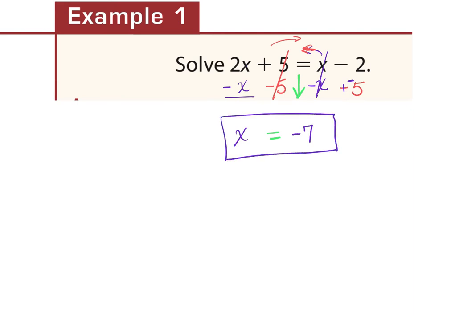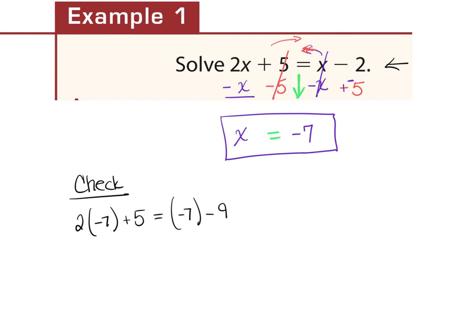You can check it. If you want to go back and say, did I do it right? Go back to your original and plug it all in to check it. Make sure you plug it into every x. I have 2x, so 2 times negative 7 plus 5 equals, I have another x, so negative 7 minus 2, all right? Do order of operations on each side. 2 times negative 7, then 14 plus 5. On the other side, I'm going to do negative 7 plus a negative 9.